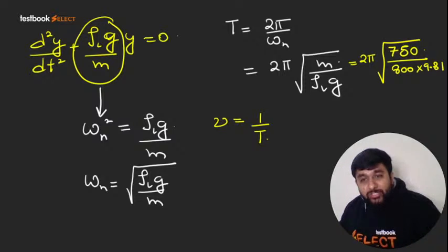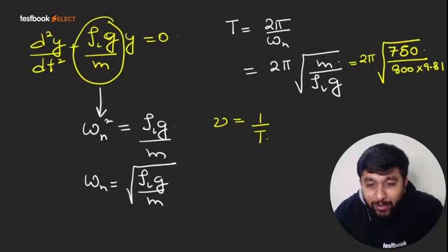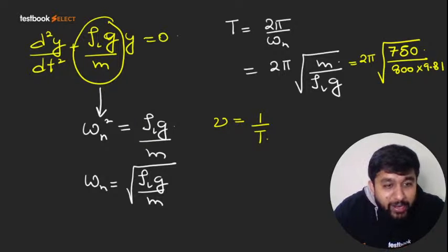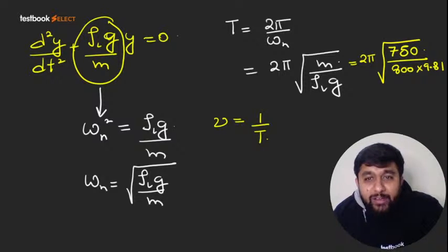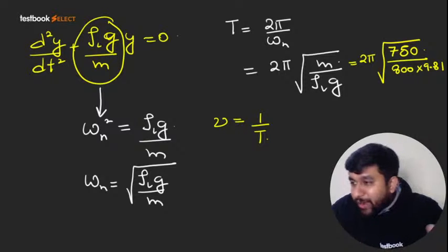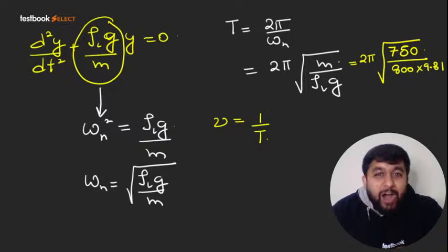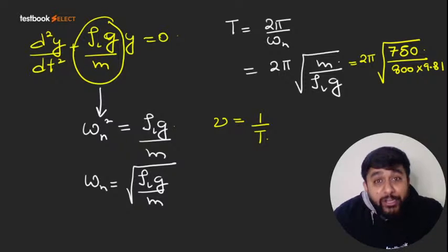So, when you find out the oscillation, again I will have to use my calculator. So, let me check. 750 divided by 800, divided by 9.81, under root, and multiplied by 2 multiplied by 3.1416. So I am getting something like 1.942 seconds. So this is how you find out the time period of vertical oscillation.